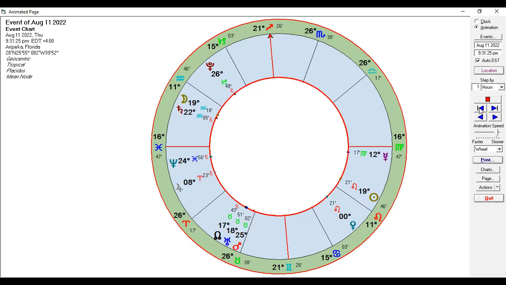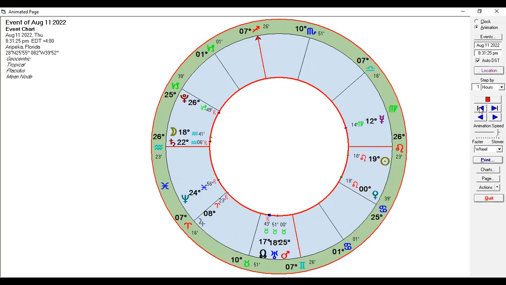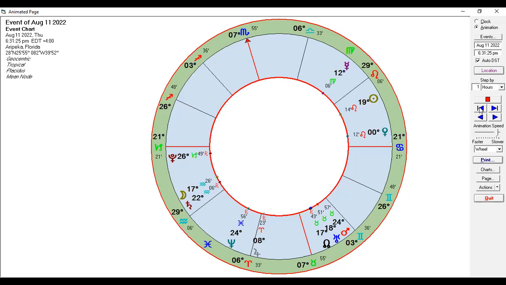Actually, let me go back. Look at the moon, if I can find it. Did I get it? Okay. So go back a little bit. Earlier in the day on the 11th, 6:30 in the evening, at least East Coast time, the moon is at 17, and it's going to square the north node, and then it will square Uranus, and then it will go on and square Mars. So let's look at that.